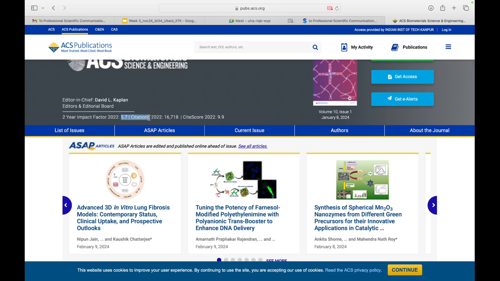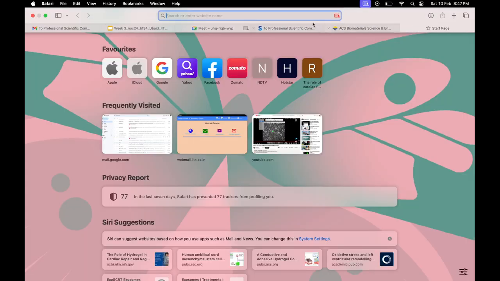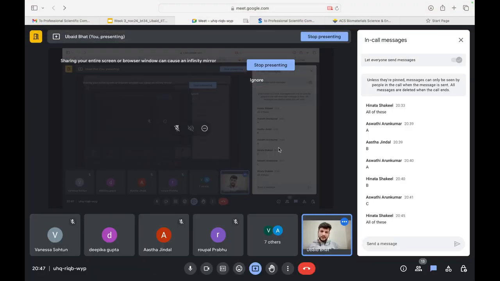Different journals have different impact factors. So does any one of you know some good journals, which you have heard of, where if a paper gets in it is a big deal? Tell me the names of some journals you have heard are very good.